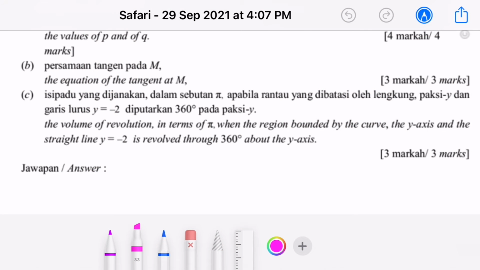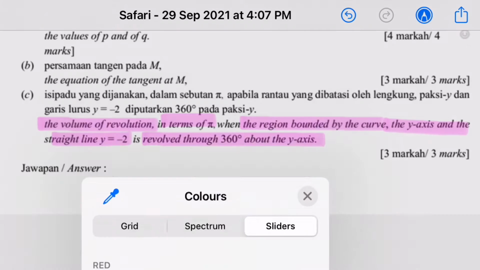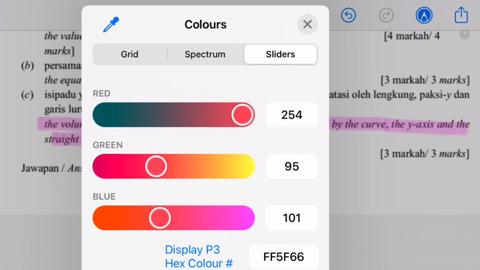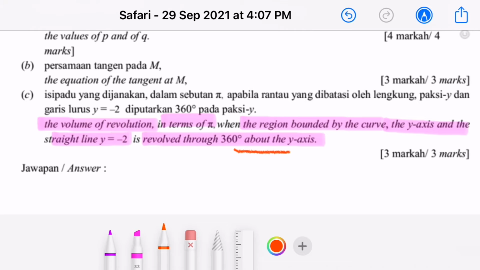Continue with part C, the volume of revolution in terms of pi. When the region bounded by the curve, the y-axis and the straight line revolves through 360 degrees about the y-axis. The most important keyword is about the y-axis. And also, you have to take note that in terms of pi is an instruction.